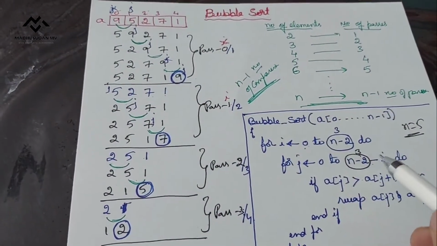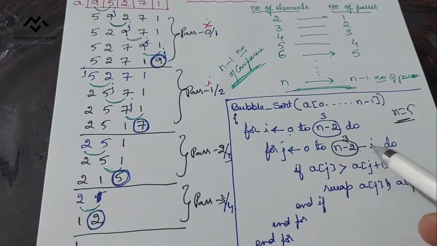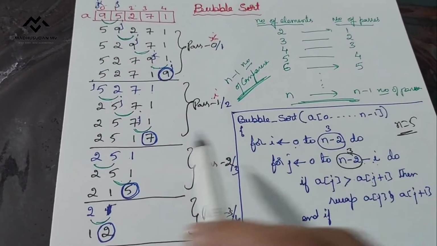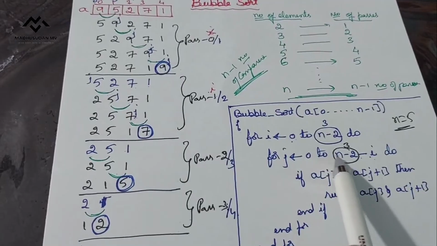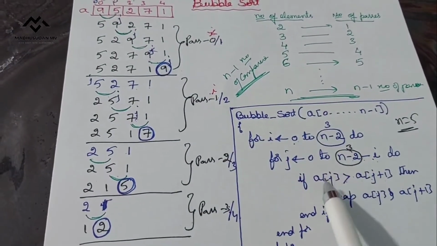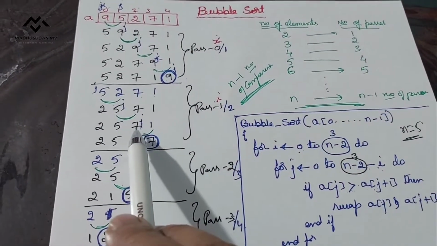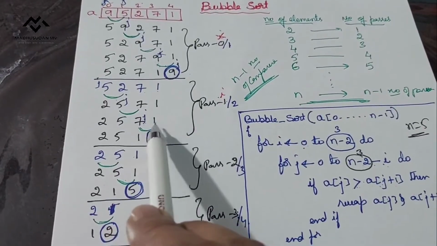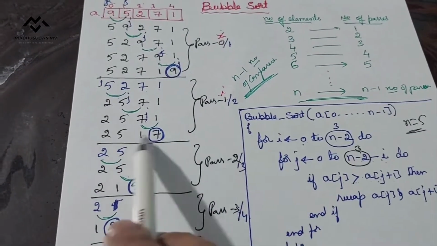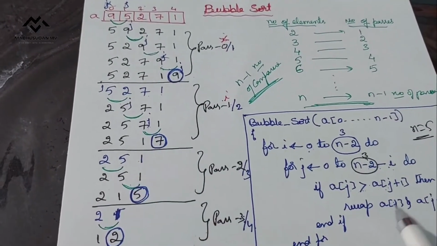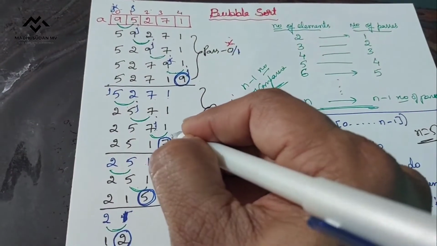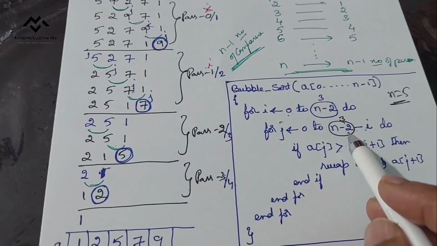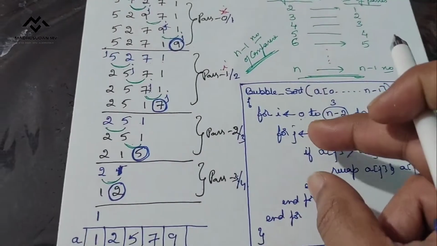Here now, 3 minus I, the I value is 1. 3 minus 1 is 2. So now the J value is also 2. 2 less than or equal to 2, true, comes inside. Now a of 2 greater than a of 3, I am comparing this one. True, comes inside, I am swapping these two. Then it goes to the increment part of the jth for loop. Now J becomes 3. 3 less than or equal to 2, false, comes out of this for loop.